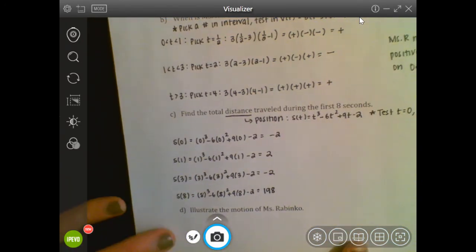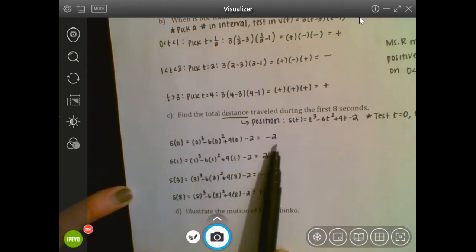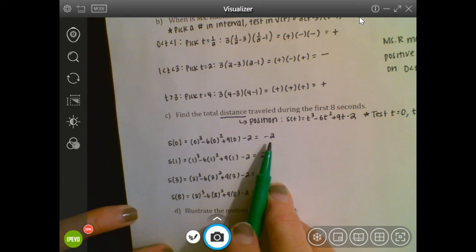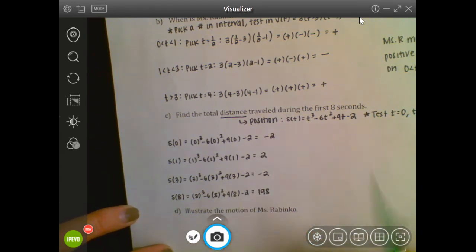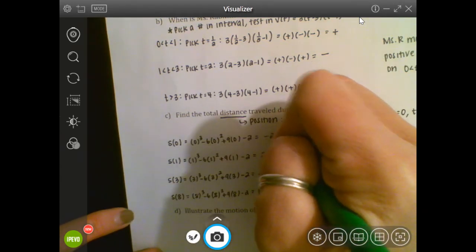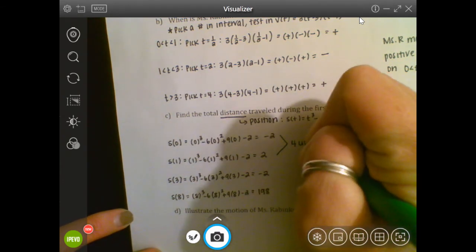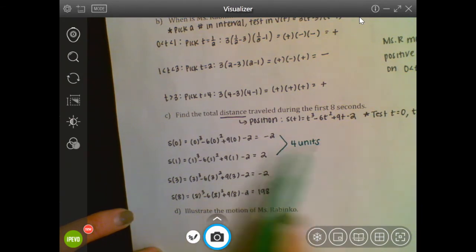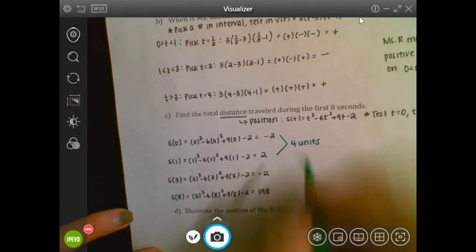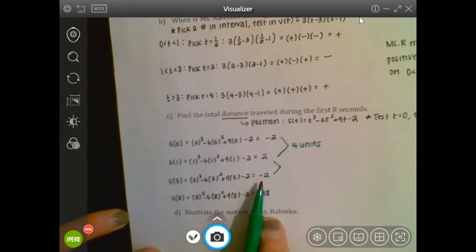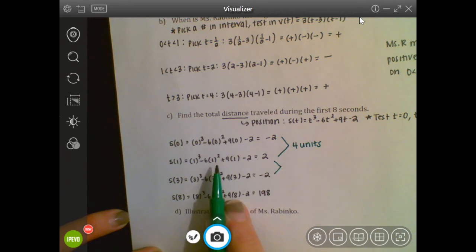So what I need to do now is think about these as being numbers on a number line, and I need to figure out how many units I would be moving to get from a number of negative 2 on a number line to a number of positive 2 on the number line. So if I'm moving from negative 2 to positive 2, I'm traveling a total distance of 4 units. To get from negative 2 to positive 2, I'm traveling 4 units in between. And then if I want to go from 2 to negative 2, I'm actually traveling back another 4 units because I'm going backwards on the number line.